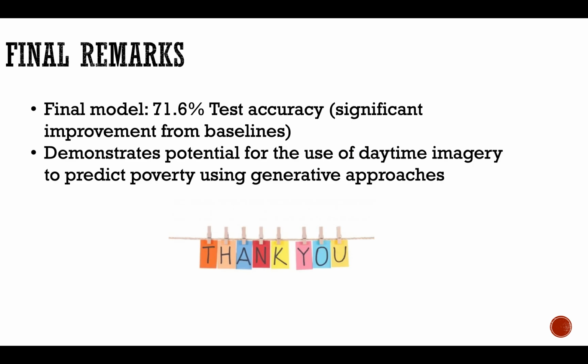So in conclusion, our final model got a 71.6 test accuracy, which is a significant improvement from our baselines. And more importantly, this demonstrates potential for the use of daytime imagery to predict poverty using generative approaches, which has huge promise over the current state of the art, which only uses nighttime imagery. If you wish to learn more, please read our final report.